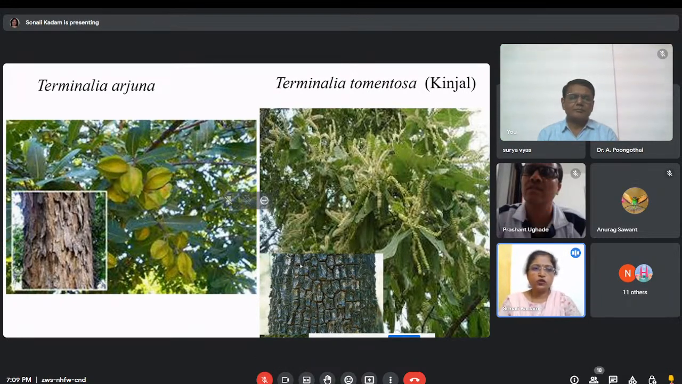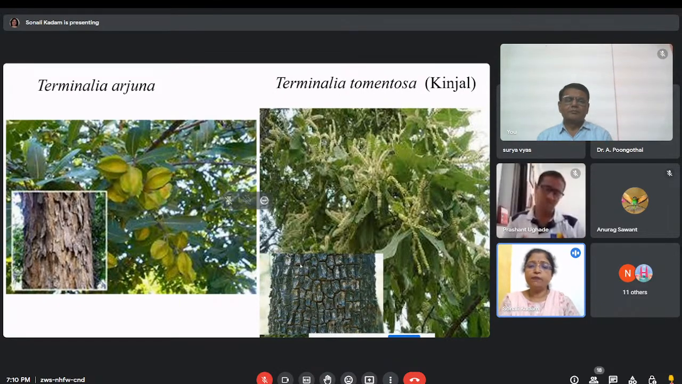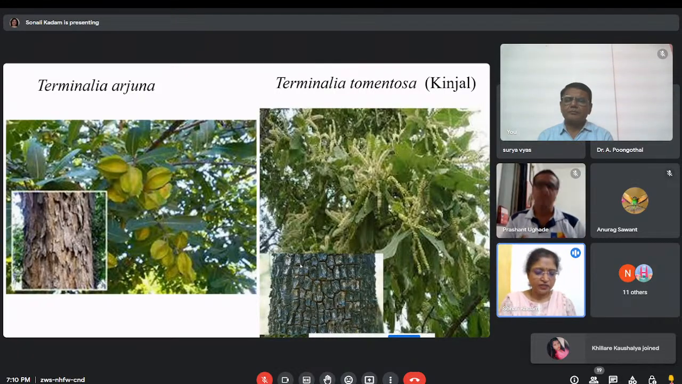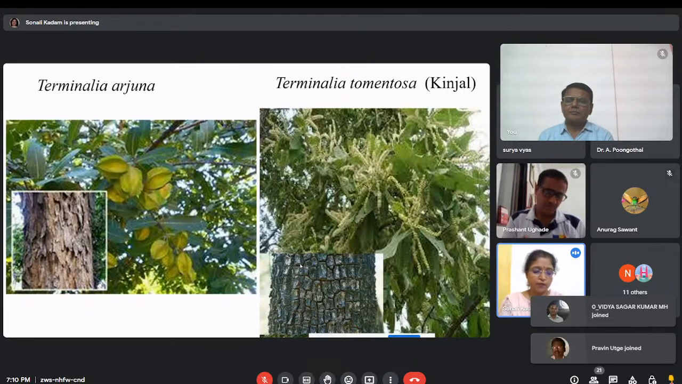So, Terminalia arjuna, it is the Arjun plant. Okay, we call it the Arjun plant, and the Terminalia tomentosa, we call it kinjal. So you can see there is a difference between the appearance of these two. When we study these plants separately, even though their genus, Terminalia, is the same, their species are different. They also show different types of medicinal properties.